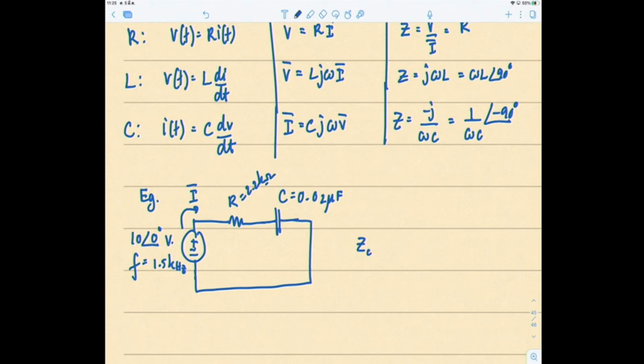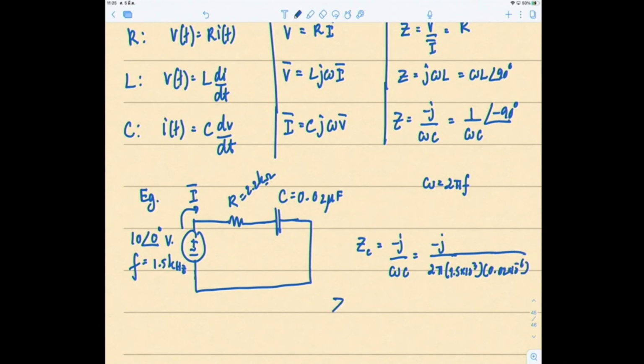So it is equal to minus j over omega C. Of course, we don't have omega. It's given only a frequency, but we know that omega is equal to 2 pi f. So 2 pi times 1.5 times 10 to the 3, and C is 0.02 times 10 to the minus 6.